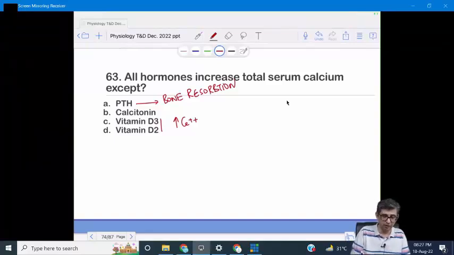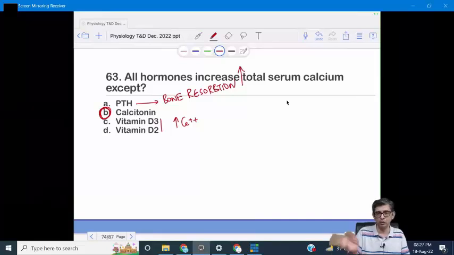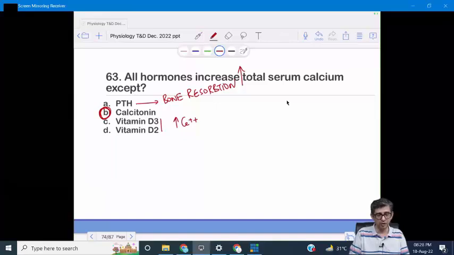Calcitonin is the antagonist hormone. Calcitonin is the antagonist of PTH, so the answer has to be B, because if PTH causes bone resorption, calcitonin will do the opposite. It will rather decrease the total serum calcium. We use calcitonin nasal spray in treatment of hypercalcemic crisis. If calcium rises to 14 or 15, the person can develop systolic arrest of the heart. To prevent that from happening, we give calcitonin nasal spray.